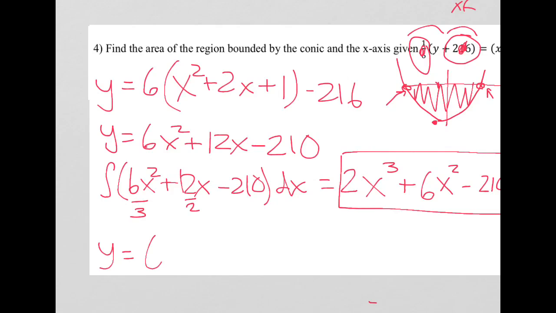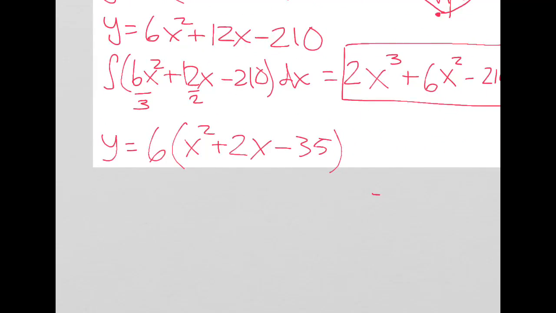So y equals, I'm going to factor that 6 out, and I'll be left with x squared plus 2x minus whatever 210 divided by 6 is. Well, it just so turns out that 210 divided by 6 is 35, which means we will have minus 35 right there. Let's keep going.